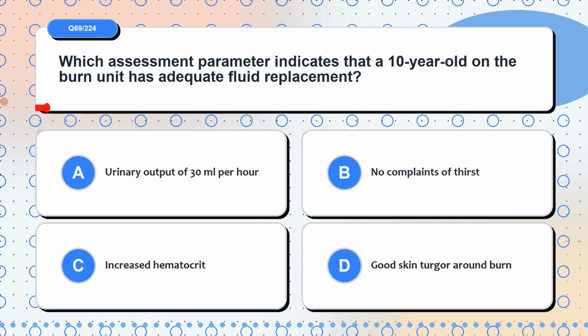Question 69. Which assessment parameter indicates that a 10-year-old on the burn unit has adequate fluid replacement? Here are the options. Option A, urinary output of 30 ml per hour. Option B, no complaints of thirst. Option C, increased hematocrit. Option D, good skin turgor around burn.